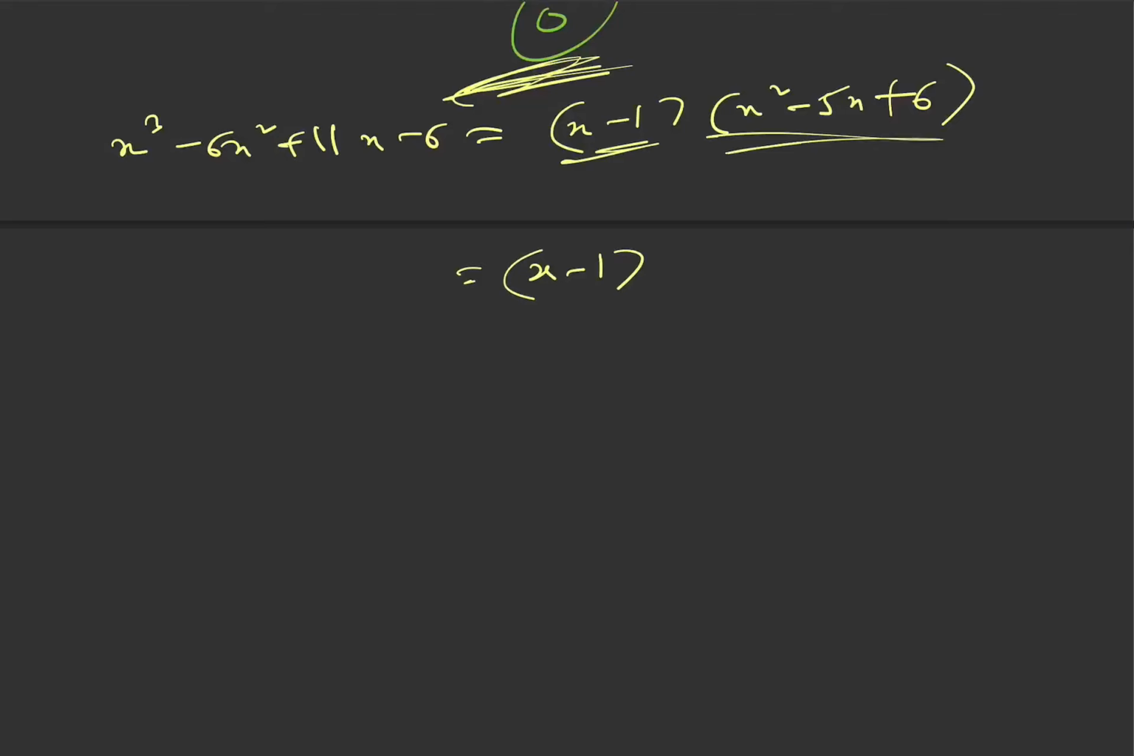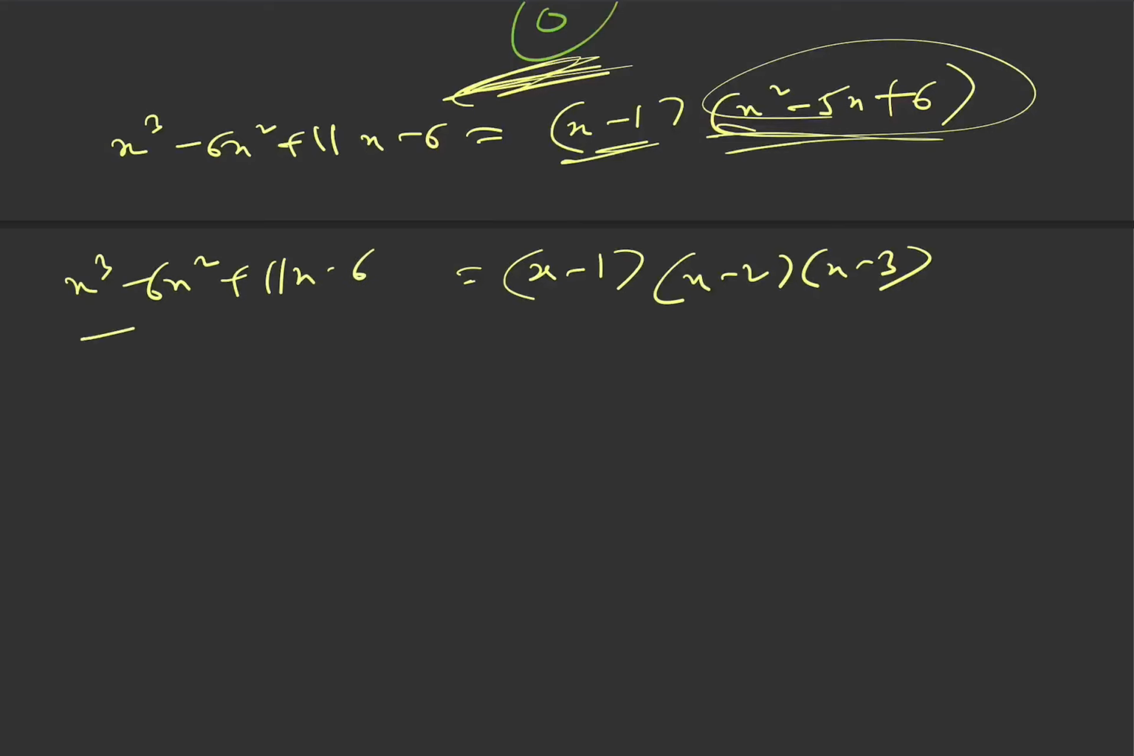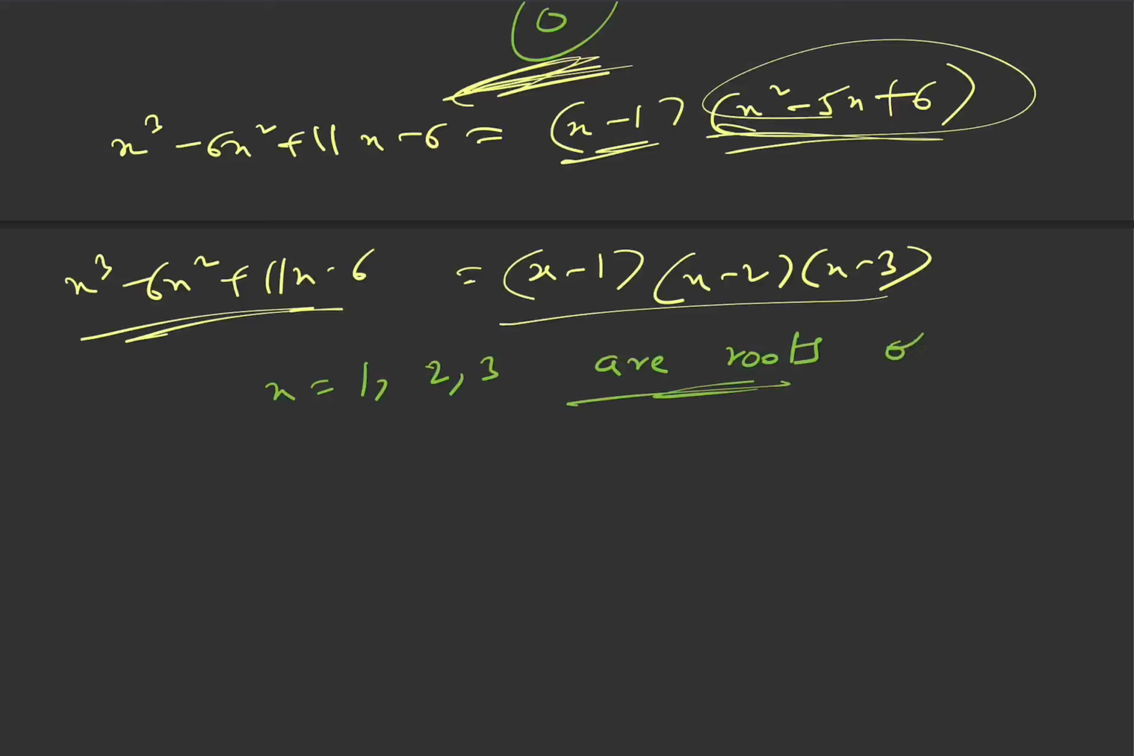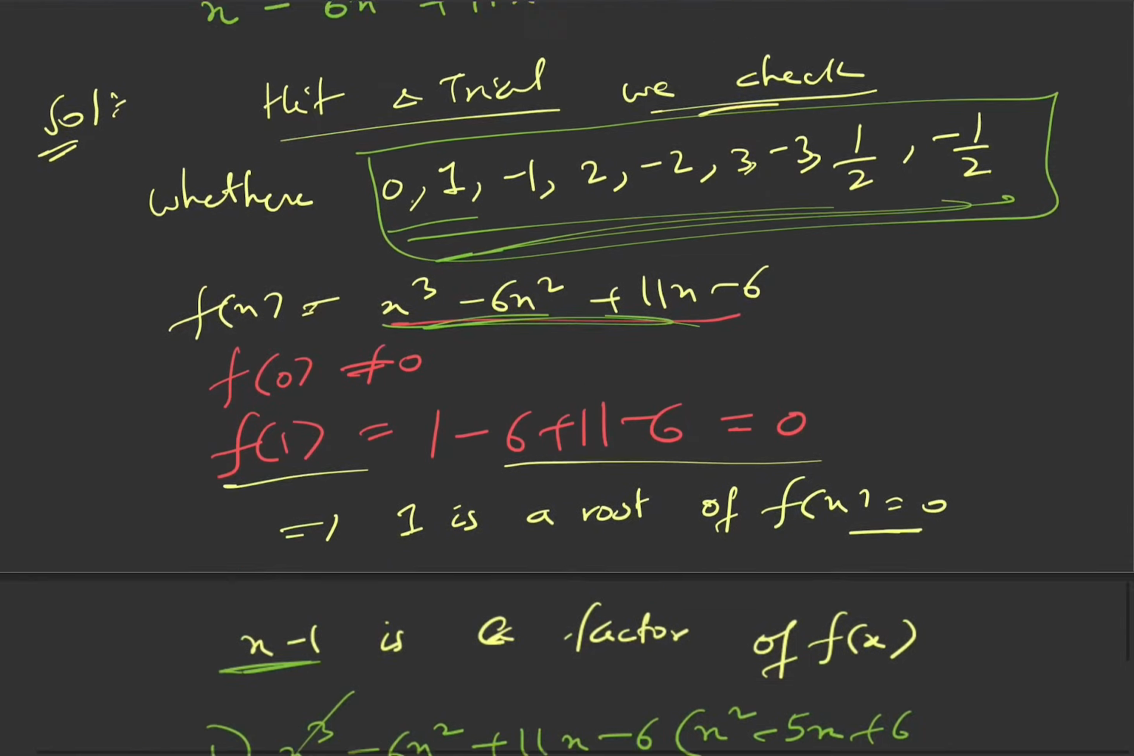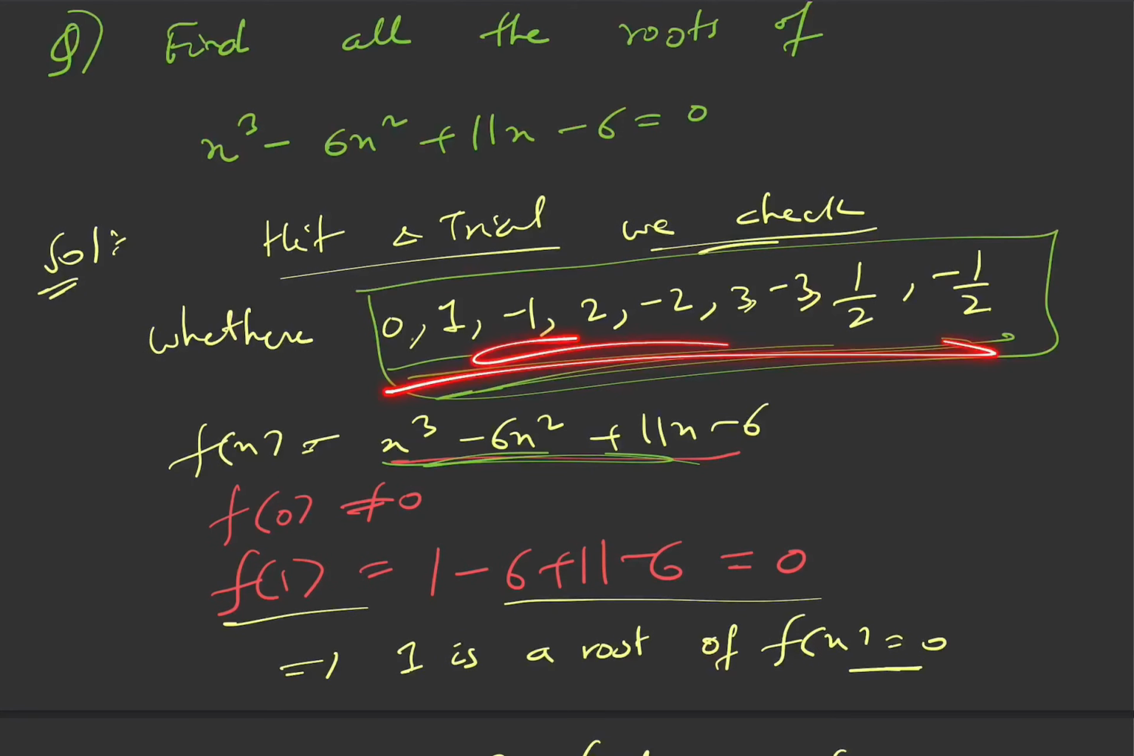Now you see, you have one factor x minus 1 and you have the quadratic factor. Now you know how to find the roots of a quadratic equation, right? So simply you can factorize this: x minus 2 and x minus 3, right? So this is our given cubic equation that is factorized completely. So then x is equal to 1, 2, 3 are roots. x is equal to 1, 2, 3 are roots of x cube minus 6x square plus 11x minus 6 equal to 0.